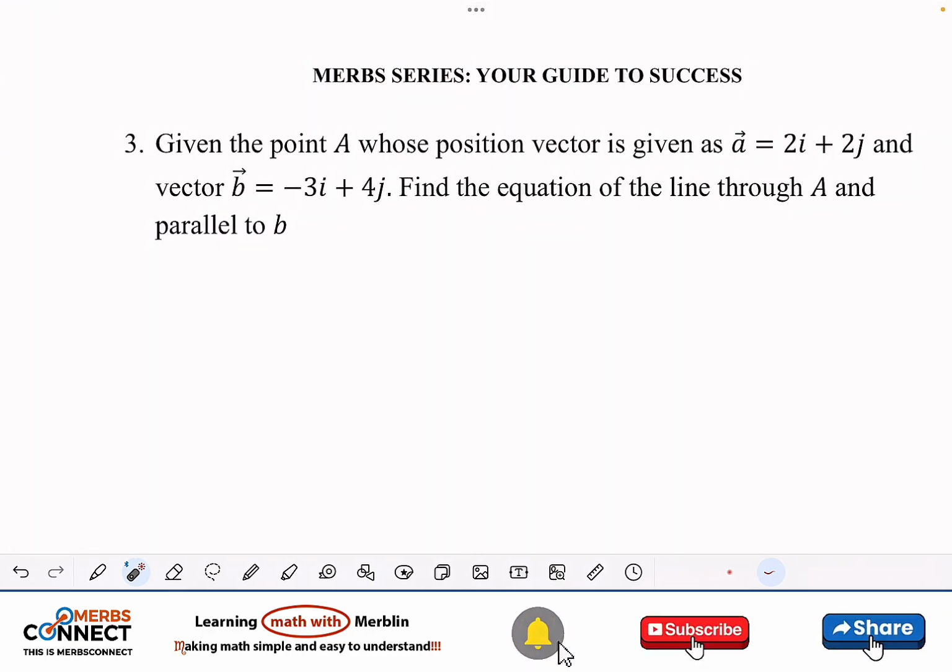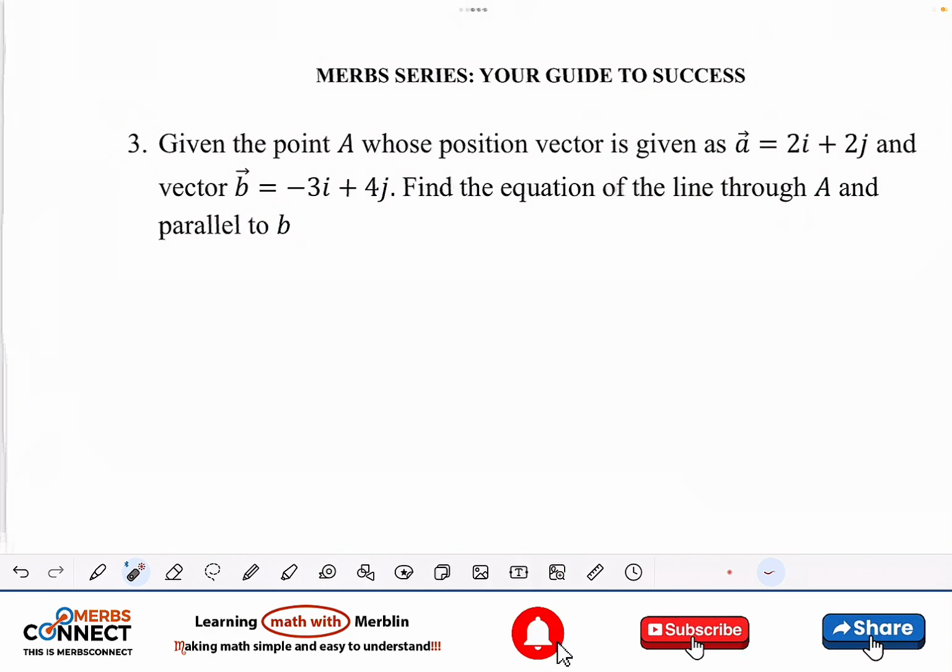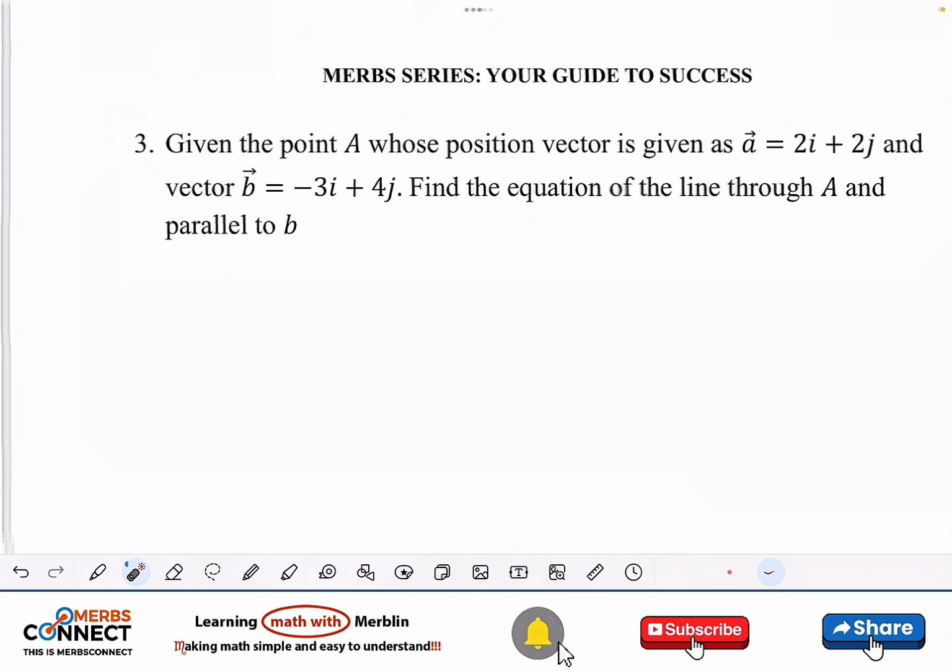Let's look at question 3 and let's see what we are going to do here. Now, given the point A whose position vector is given as this and vector B this, find the equation of the line which passes through B and passes through A and is parallel to what? B. So in this kind of question, you see, we have 2 points.